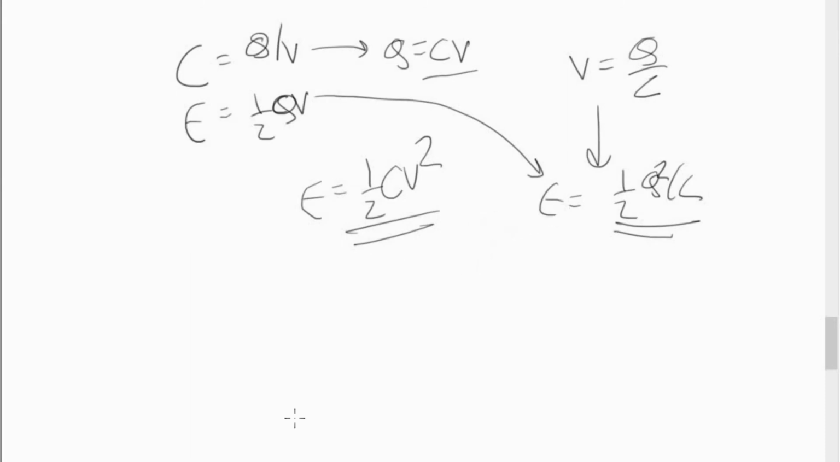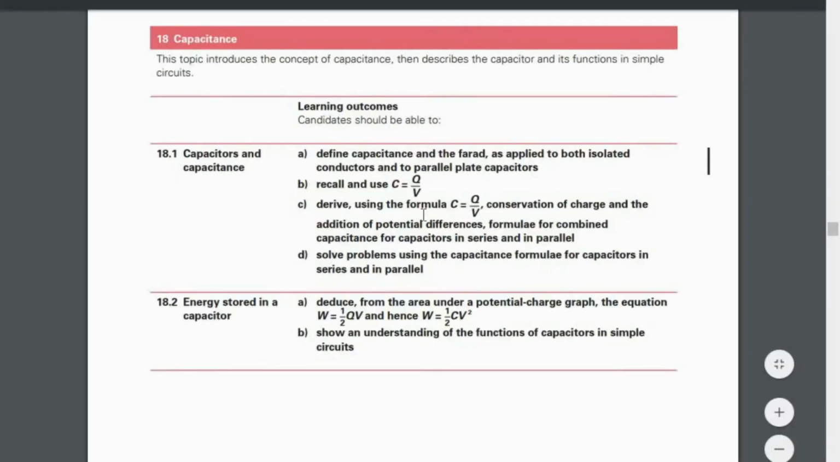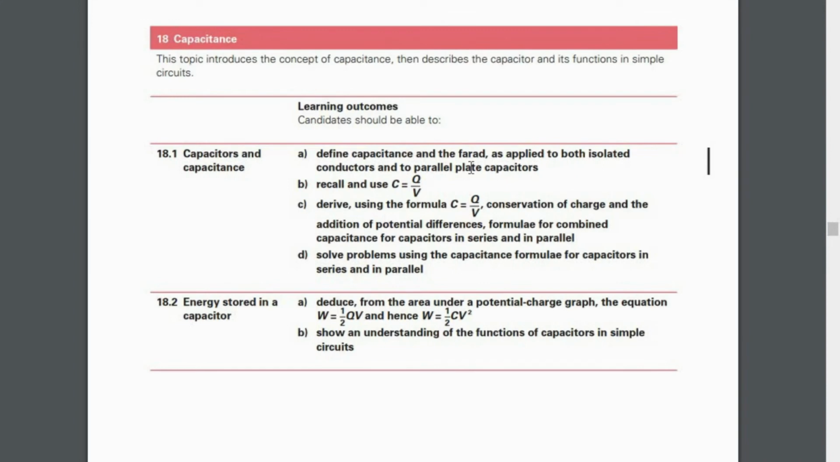So that's most of it. We're just left with a little bit. Let's see the points. Define capacitance: charge per unit voltage, and the farad is the unit. For both isolated conductors and parallel plate capacitors, recall and use C is equal to Q by V. Derive, using the formula C equal to Q by V, conservation of charge, and the addition of potential differences, the formula for combined capacitance for capacitors in series and in parallel.